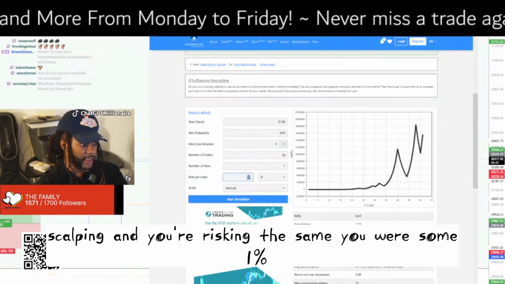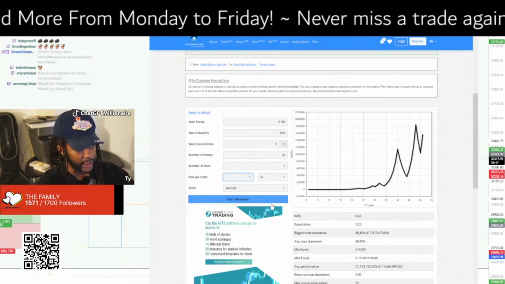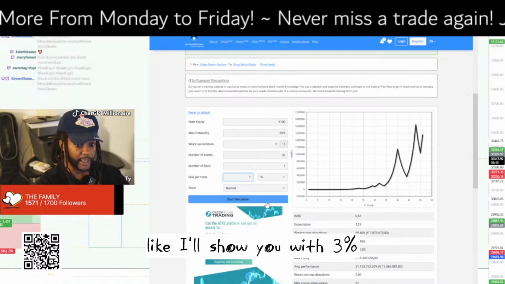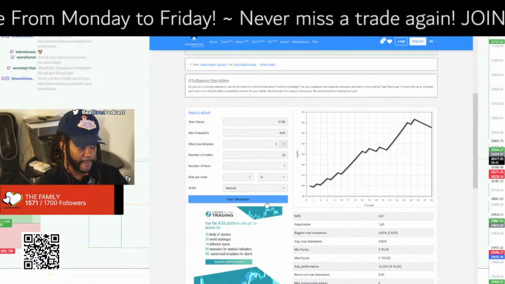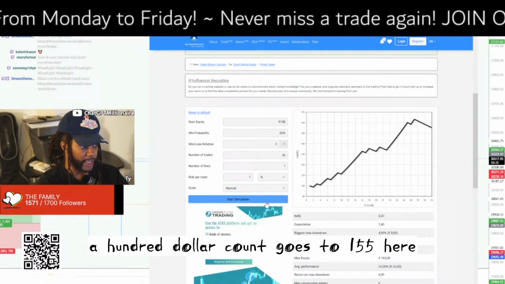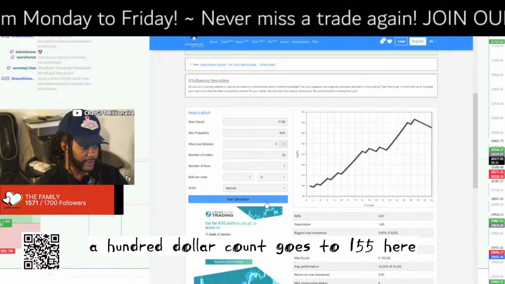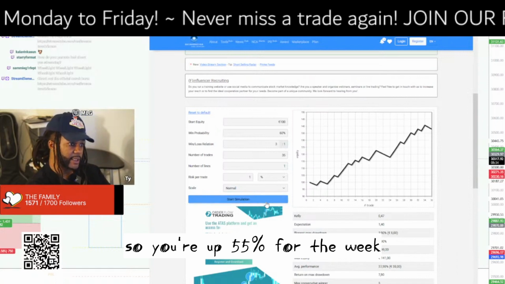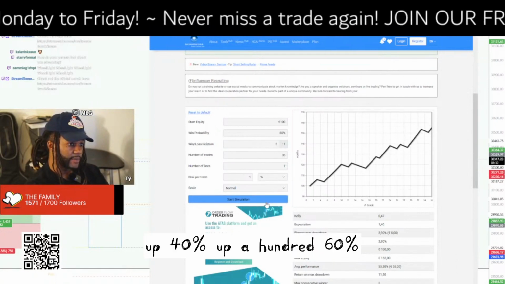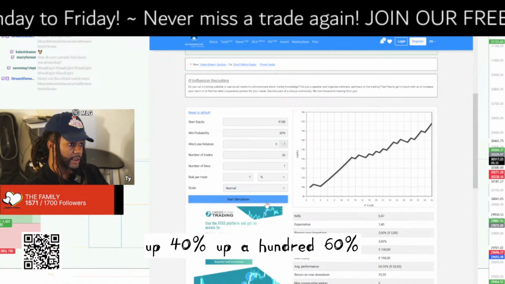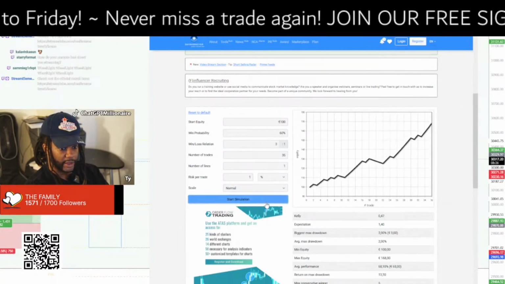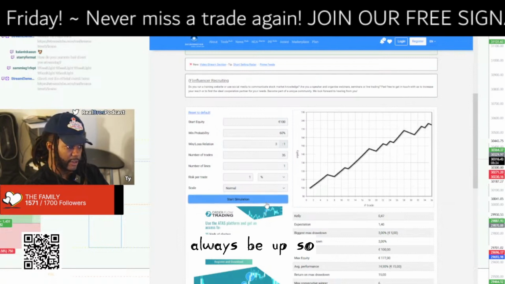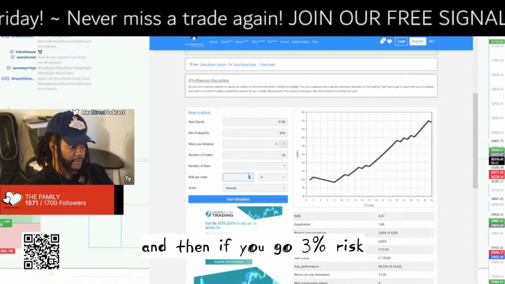And you're risking the same. You're risking 1%. And you guys can risk up to 3%. Like I'll show you with 3%. But this is how your equity curve will look, guys. Your $100 account goes to 155 here, so you're up 55% for the week, up 40%, up 160%, up 70%, and all your equity curves are always going to be up.